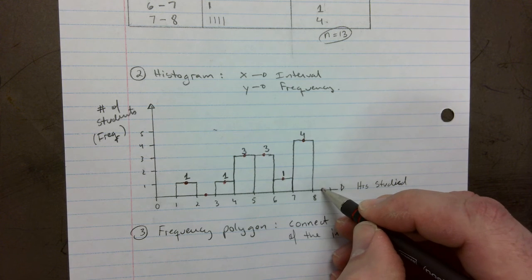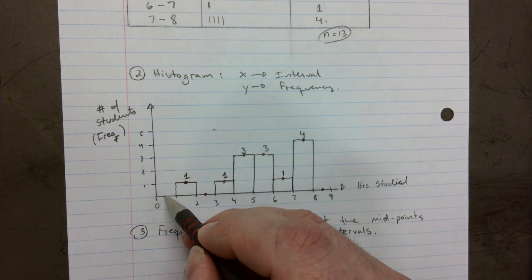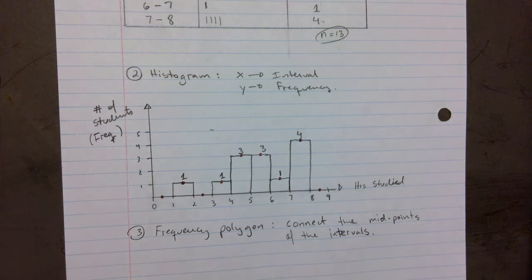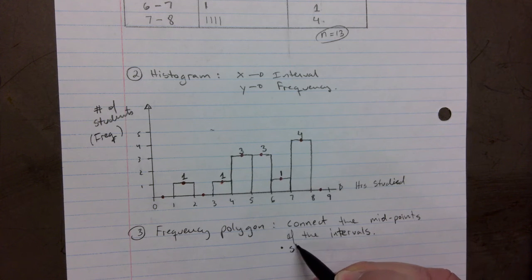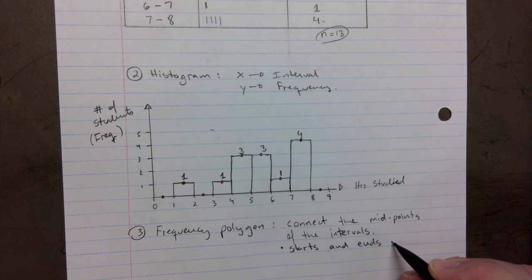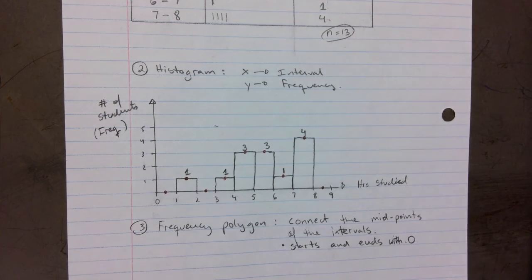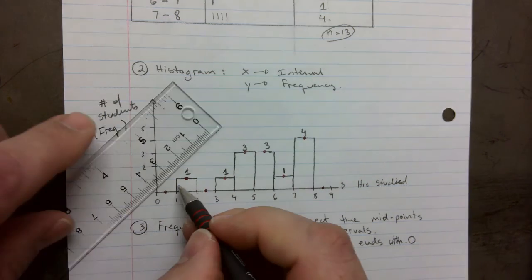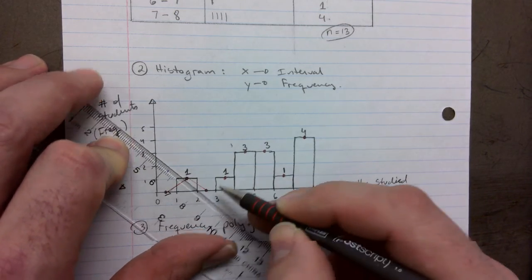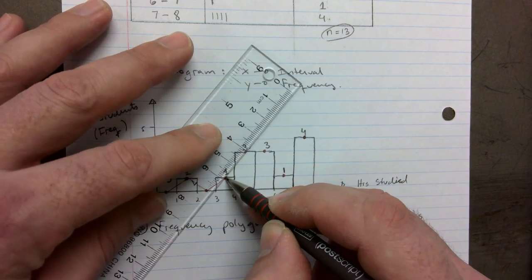And then this is what you need to do. You always need to start and end at the bottom. Okay, that's very important. It starts and ends in 0, right? With 0, in 0, whatever you want to say. So this is where I need you to use a ruler, right? You connect the midpoints. So boom, just connect the midpoints.